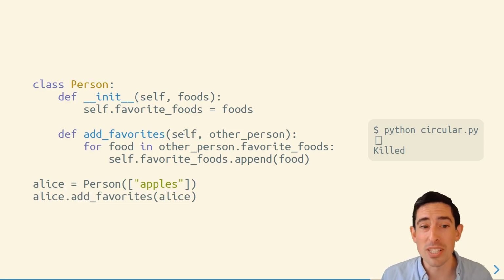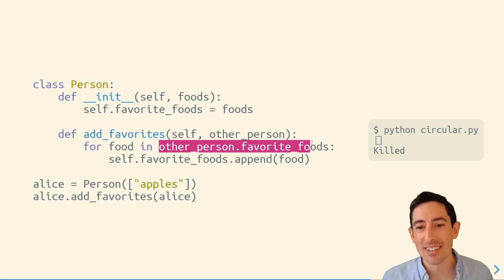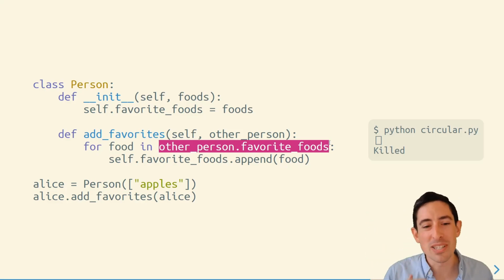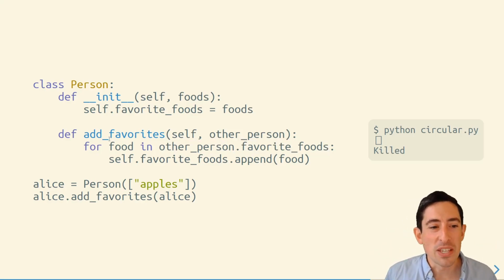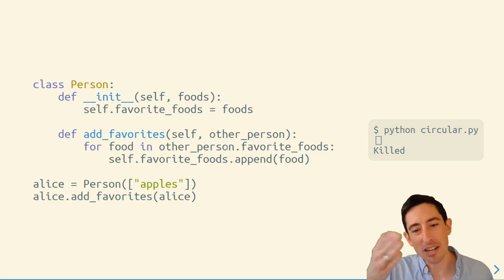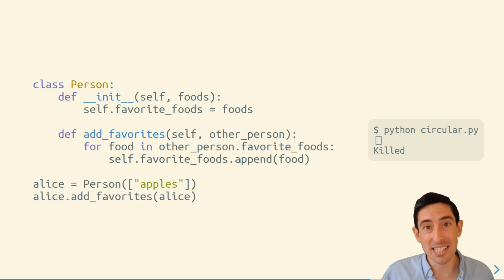The fundamental issue here, of course, is that self and other person are both Alice. So as we loop over other person.favorite foods, we are changing that list. This is the sort of mistake that many languages call iterator invalidation, right? So this for syntax obtains an iterator that knows how to go through this list of favorite foods. But if the list is changing, then we have to ask complicated questions about what it means to keep using an iterator as the list it's referring to is changing. And we don't want to be asking those questions.